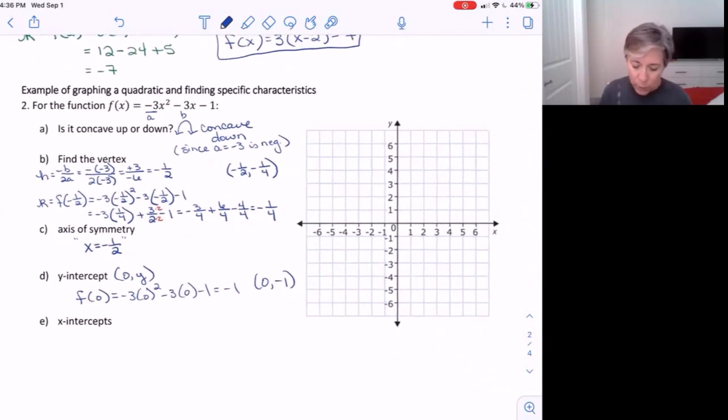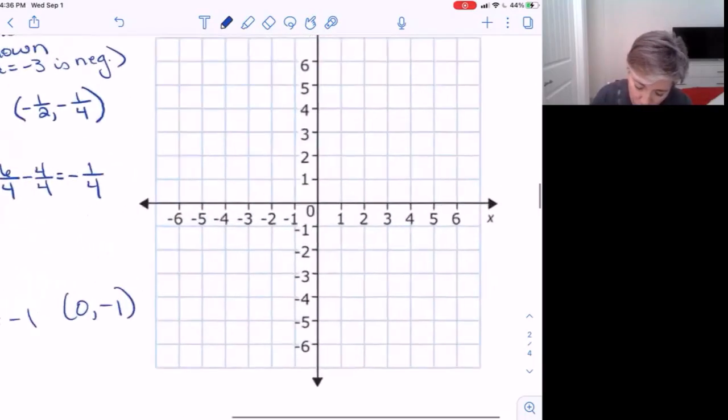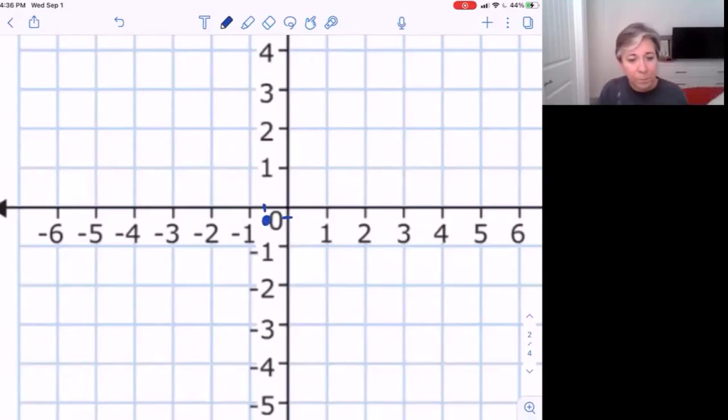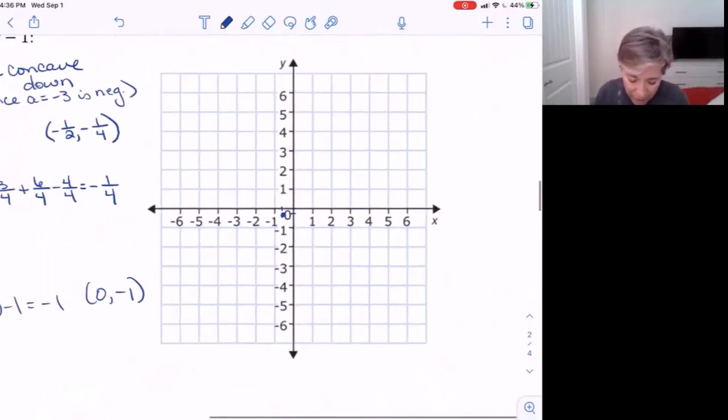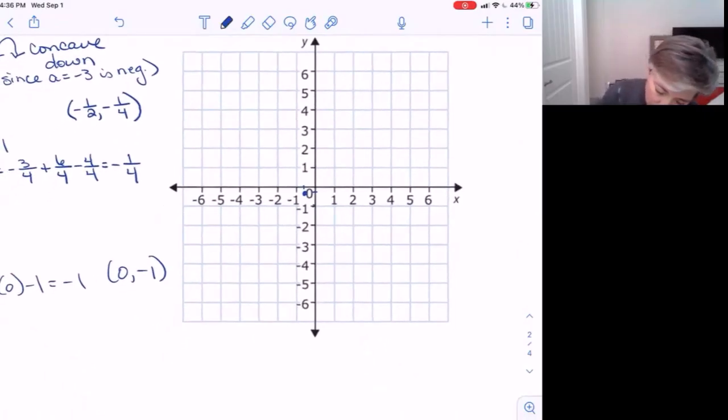So a couple of things before we even look at the x-intercepts. We can plot the points that we know so far. We know the vertex is at negative 1/2, negative 1/4. So if we were to zoom this in, negative 1/2, negative 1/4, our vertex would be roughly there. And then we also said that we have a y-intercept at 0, negative 1.